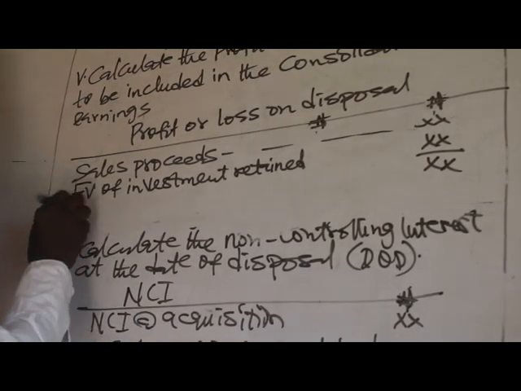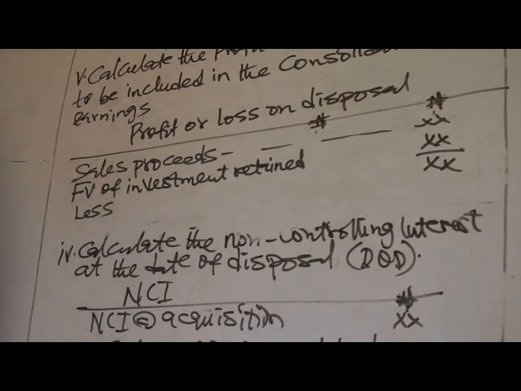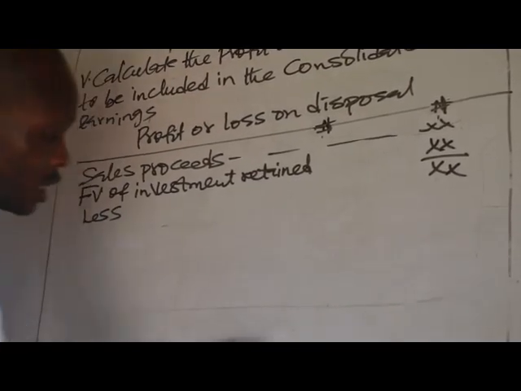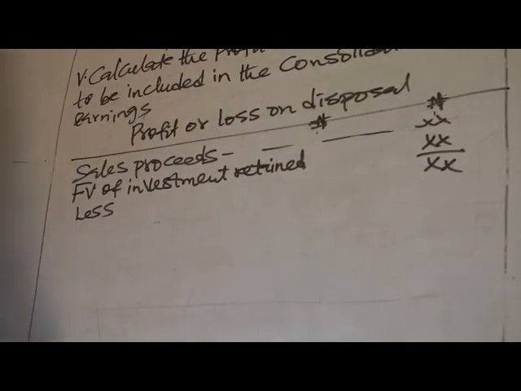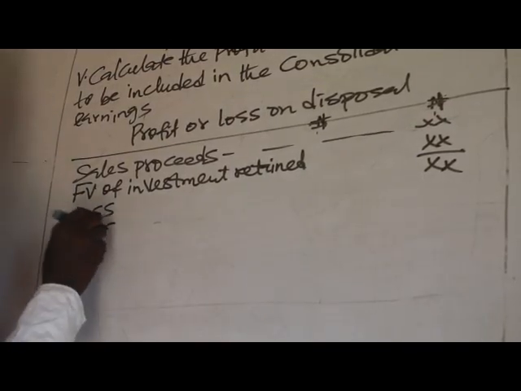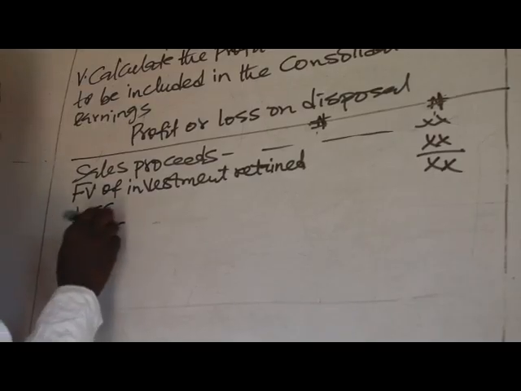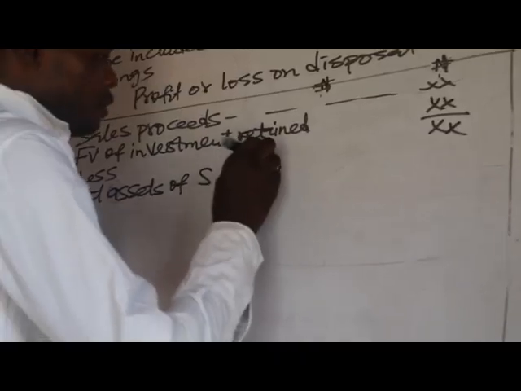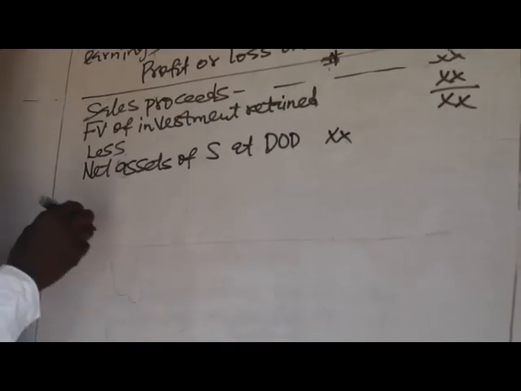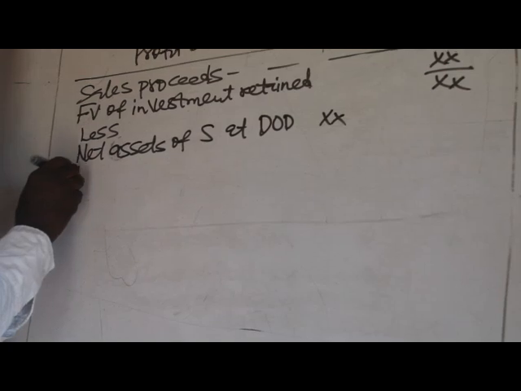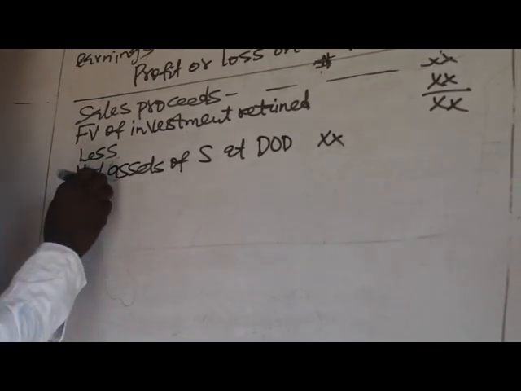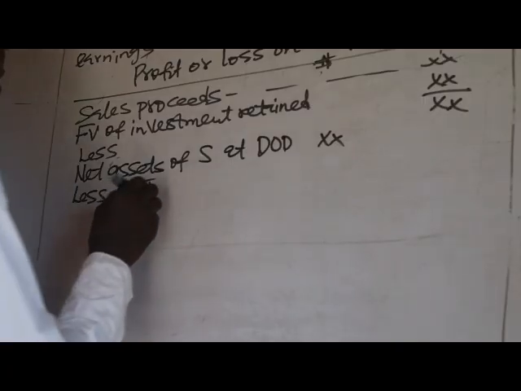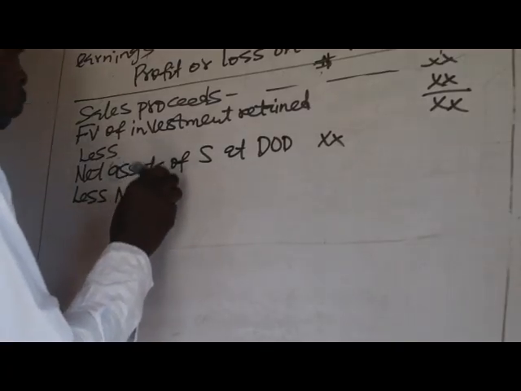Then we now less the net assets of the subsidiary at the disposal date, net assets of S at date of disposal. From this net asset, we now less NCI, non-controlling interest, calculated in step number 4. NCI, that is from step number 4.